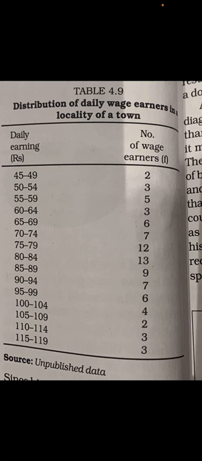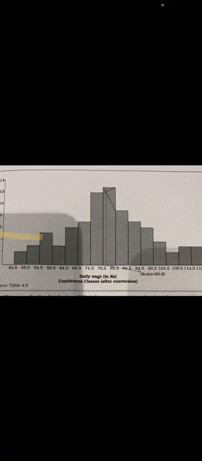I have told you the class interval has to be taken on the x-axis and frequency on the y-axis. When you see this, it looks the same as your bar diagram, but it is not the same. There are more differences than similarities between the histogram and the bar diagram. In a bar diagram you can see a small space between each bar, whereas in a histogram you cannot. It is continuous; all the bars are touching.